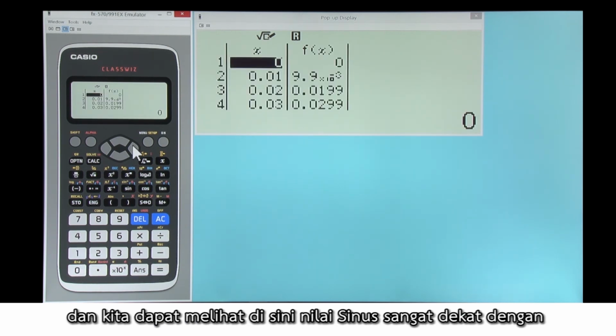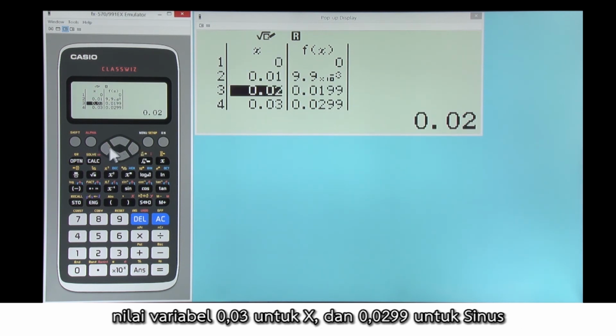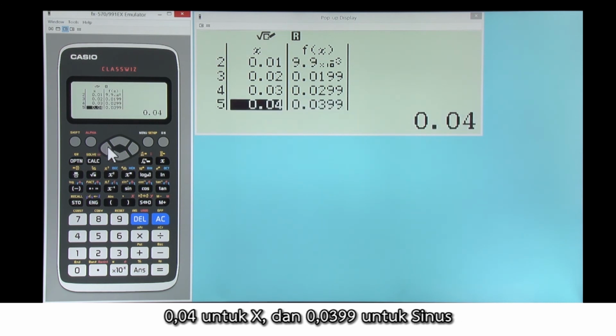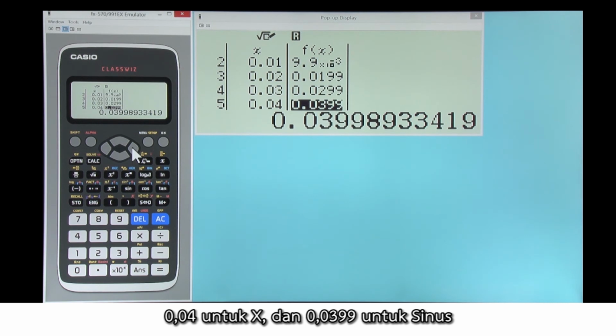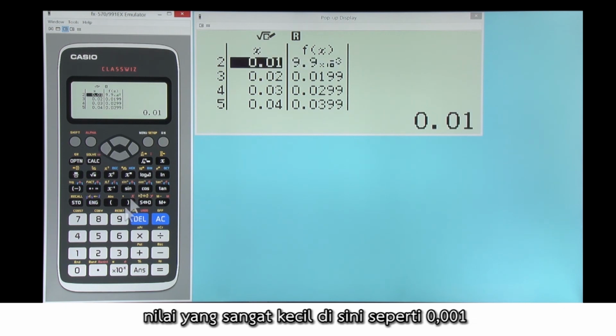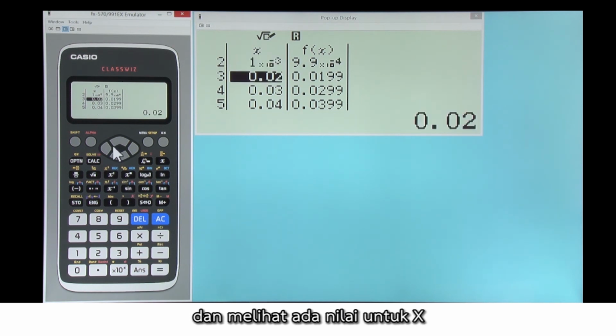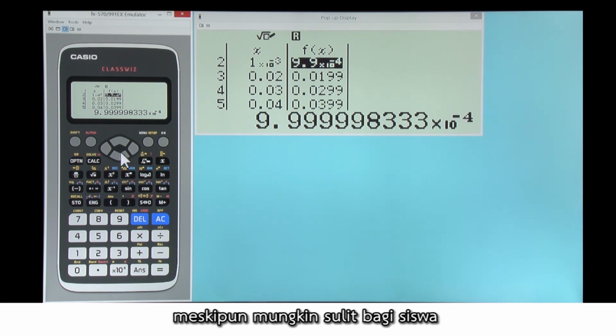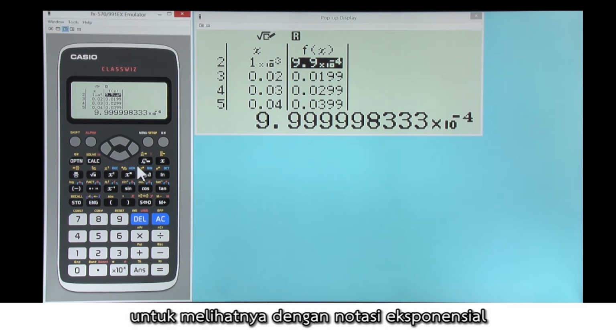And we can see here the value of sine is very close to the value of the variable. 0.03 for x, 0.0299 for the sine, 0.04 for x, 0.0399 for the sine. So we can even change some values manually, make a very small value here like 0.001, and see there's the value for x, and the value for the sine of x is very close to that, although it might be hard for students to see that with the exponential notation.